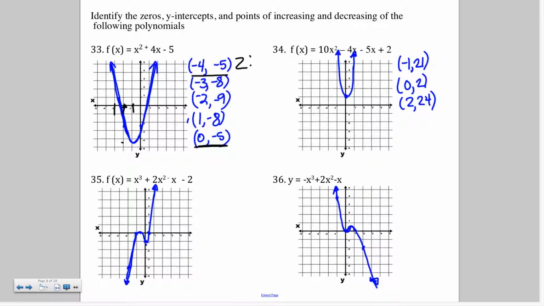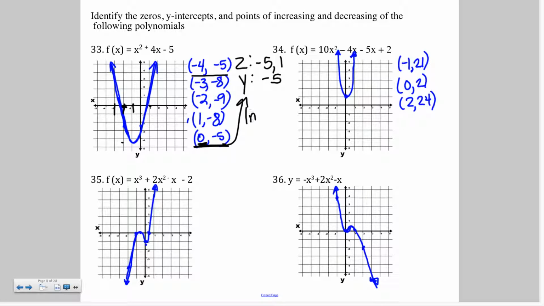Hang on one second, let me look at this. It's going to be at 1 and -5. So -5 and 1. Those are my zeros. So I cross the x-axis at 1 and -5. Now my y-intercept, where do I cross the y-axis? This right here lets me know that because my x is 0. So my y-intercept is going to be -5.